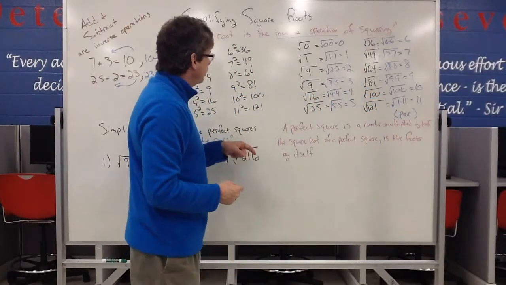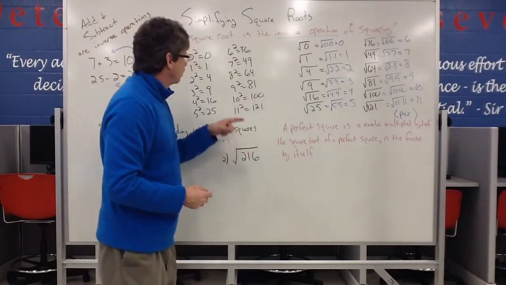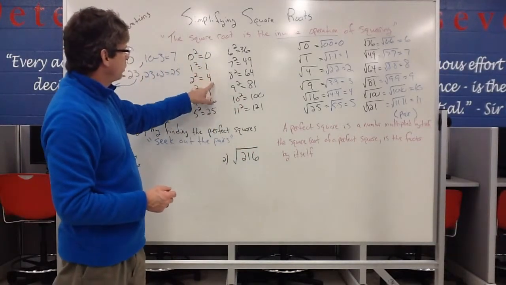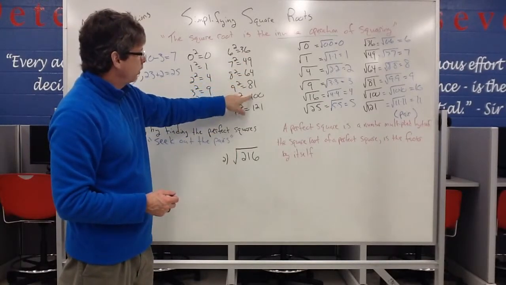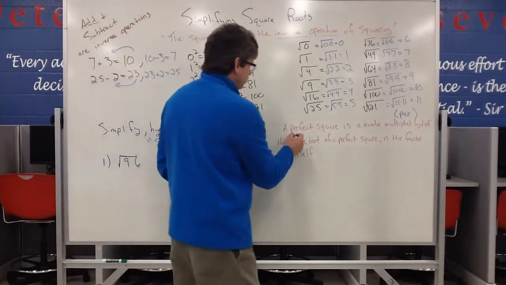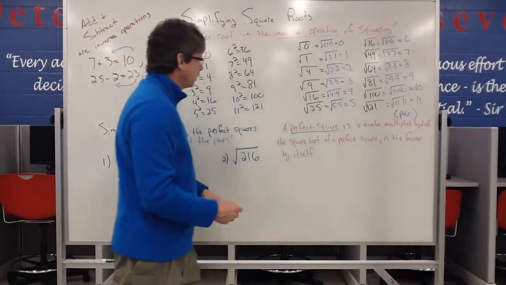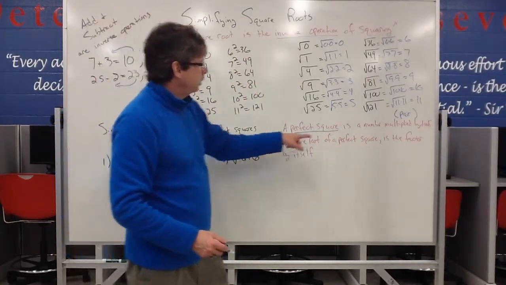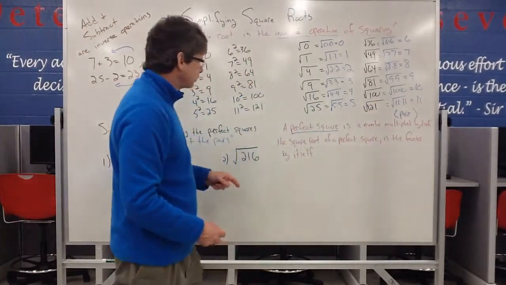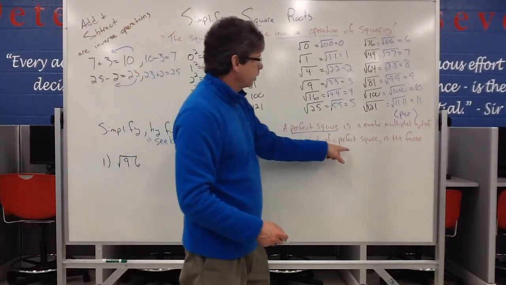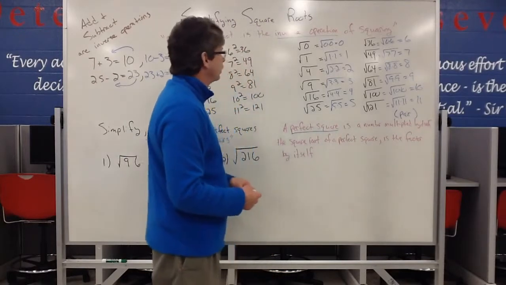So these numbers here are called perfect squares. 0, 1, 4, 9, 16, 25, 36, 49, 64, 81, 100, 121. These are referred to as perfect squares. So a perfect square is basically a number multiplied by itself. In other words, it's that pair. So the square root of a perfect square is that factor itself.